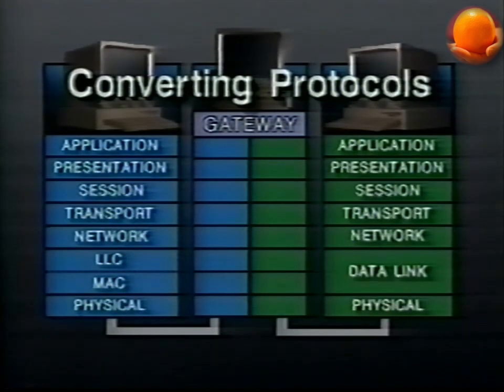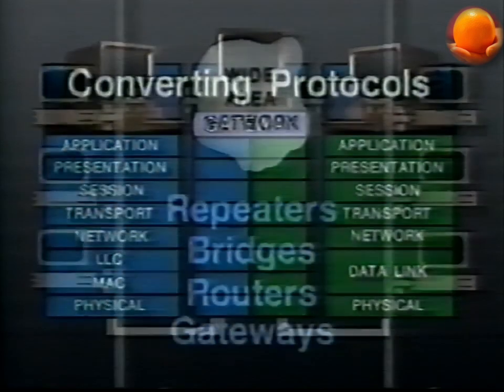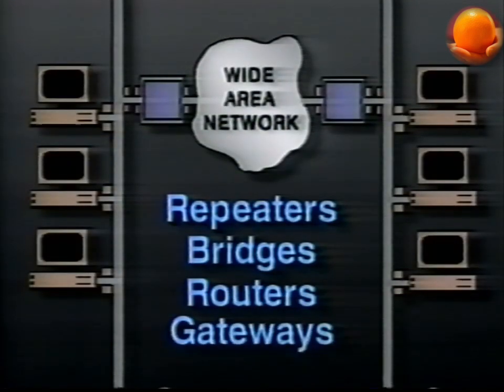When a message is being transmitted, each layer adds control information that specifies the protocols being used and how the message should be processed. A gateway converts the control information so the receiving node can process the message appropriately. Of the four methods, gateways offer the greatest flexibility in interconnection. But they are also the most complex and costly to develop, since they must be able to convert protocols at all levels.